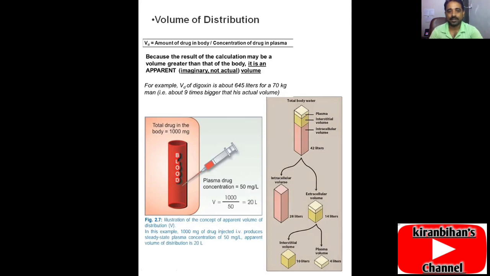It means the 1000 mg of the drug has been transferred from the plasma compartment to another compartment, extracellularly or intracellularly. This is a very famous figure present in the Lippincott Illustrated Pharmacology textbook. So total body water is 42 liters, intracellular volume is 28 liters, and extracellular volume is 14 liters.